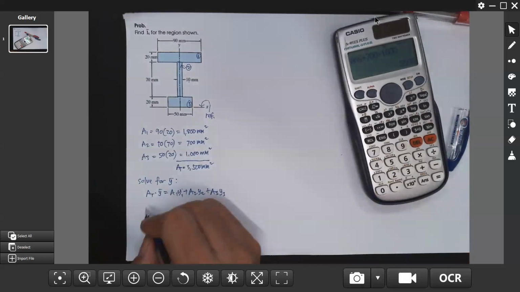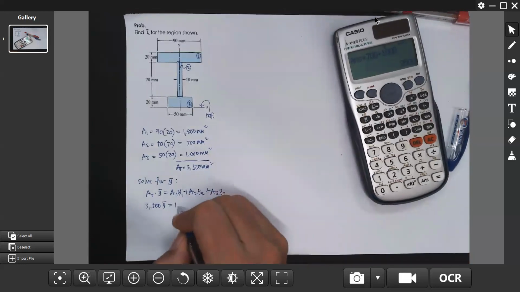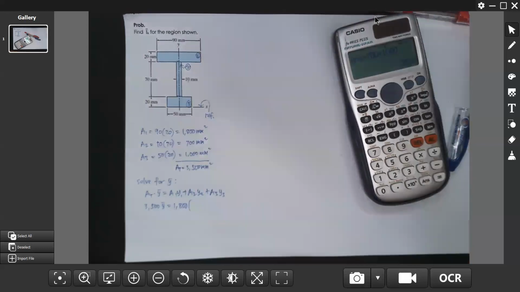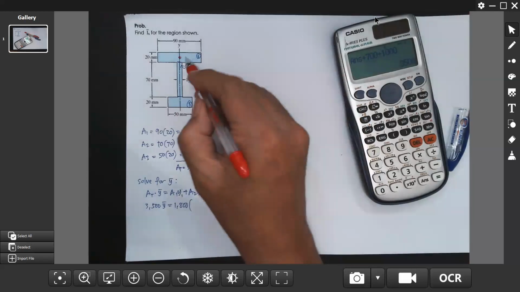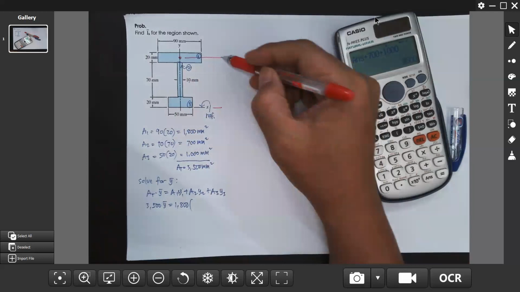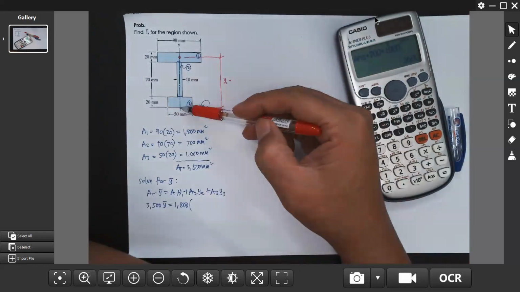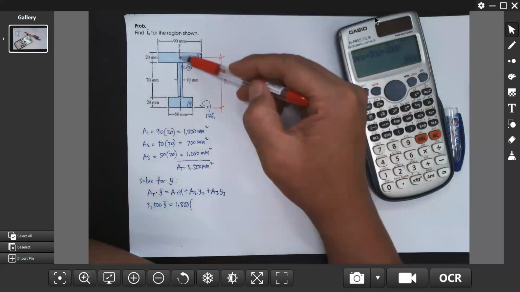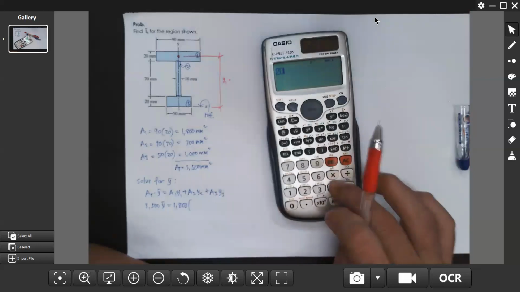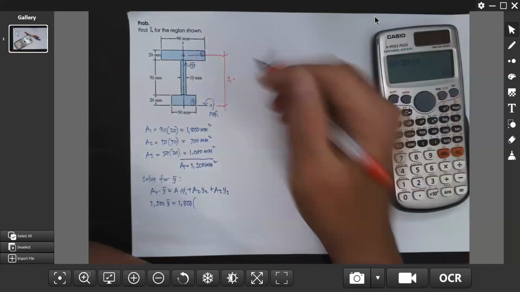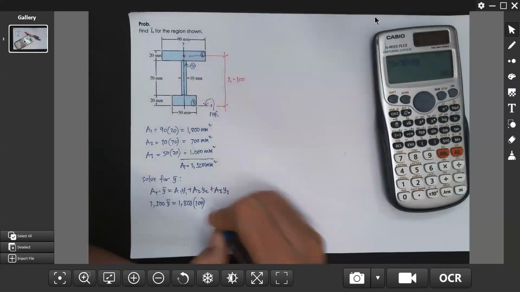Varignon's theorem. So area total is 3,500 times y bar equals area 1, 1,800. For element 1, the centroid is located here. So this will be our y1. And our y1 is equal to 20 plus 70 plus 1/2 of 20. So it's 20 plus 70 plus 10, which is 100. That's our y1. Area 2, 700.